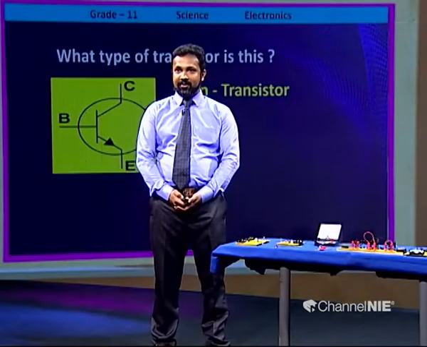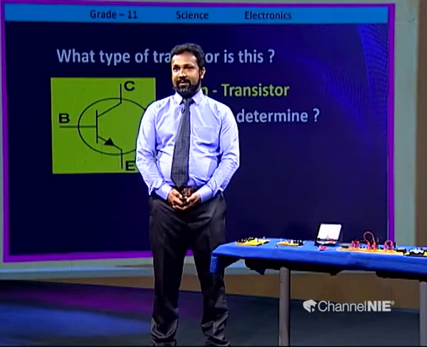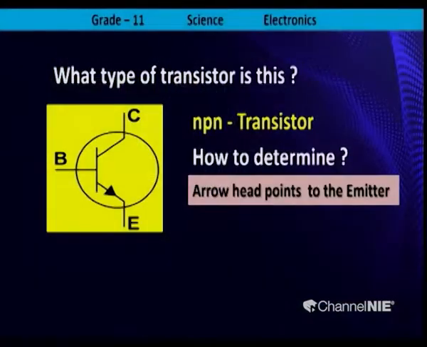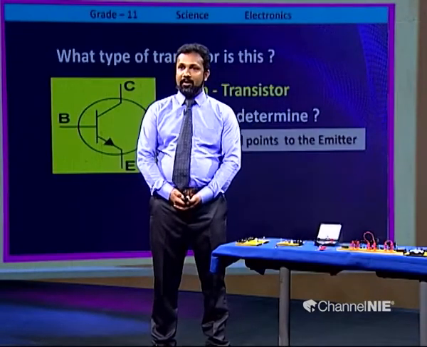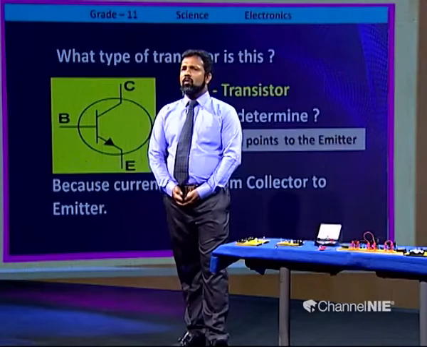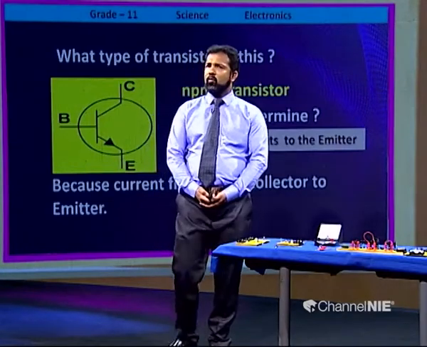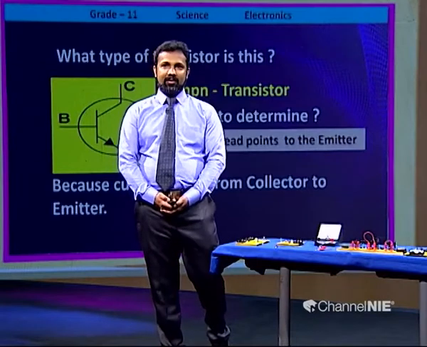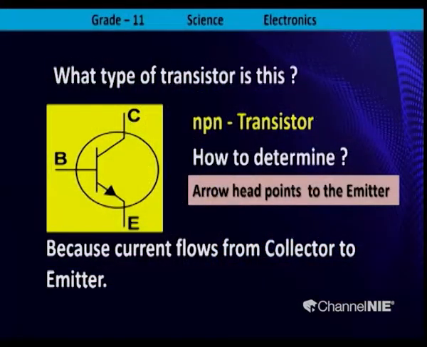Right, my dear children. How to determine that? As I told you, the arrowhead points to the direction of the emitter. This is how we determine Npn transistors using the given symbol. If I ask you another question, what is represented by this arrowhead? The arrowhead represents the direction of current. As you can see, current flows from collector to emitter in Npn transistors.